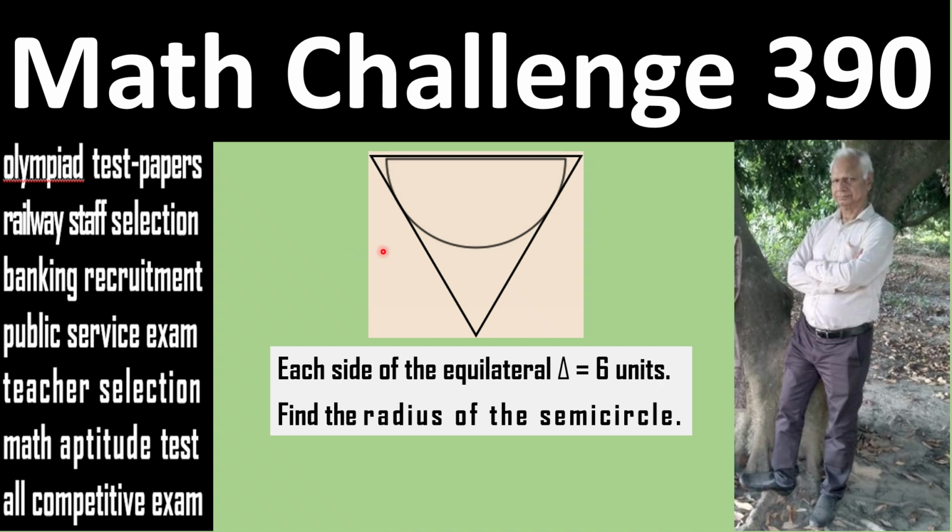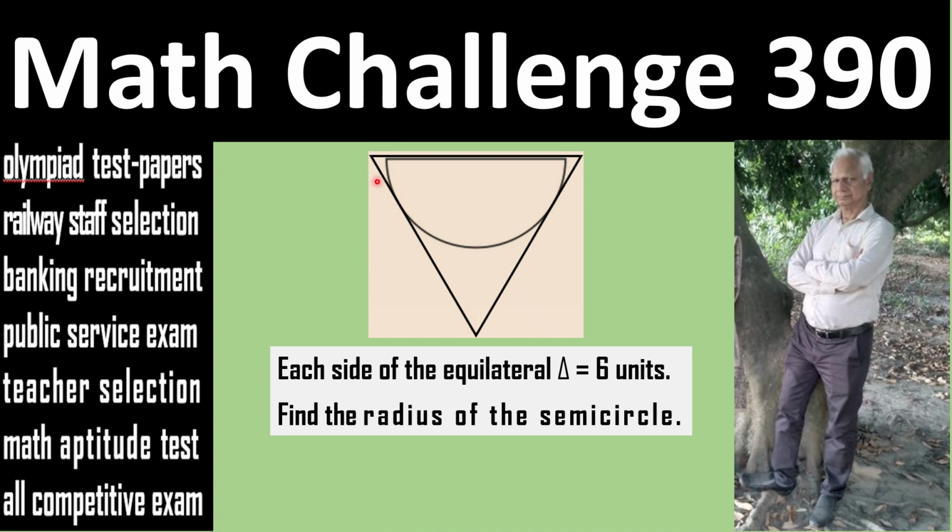In Math Challenge 390, we are given an equilateral triangle. The side is 6 units. An equilateral triangle, each side is 6 units. And we have got a semicircle as shown. Semicircle coinciding with one of the sides of the equilateral triangle, and the other two sides of the equilateral triangle are tangents. So we have to find the radius of this semicircle.